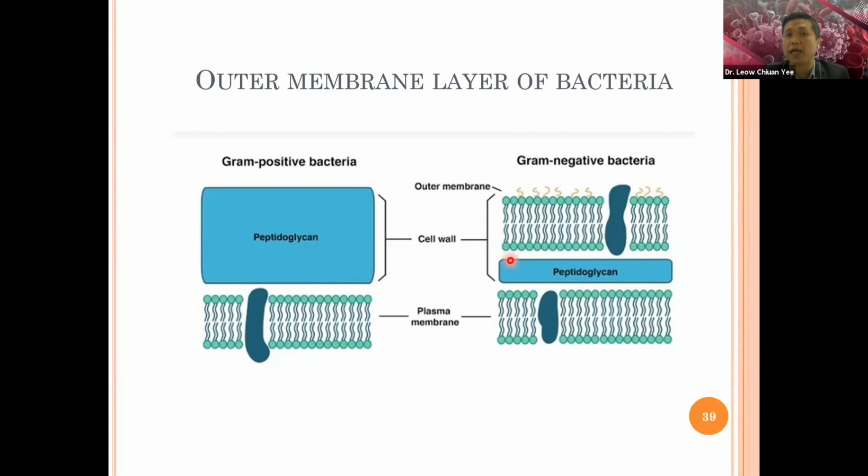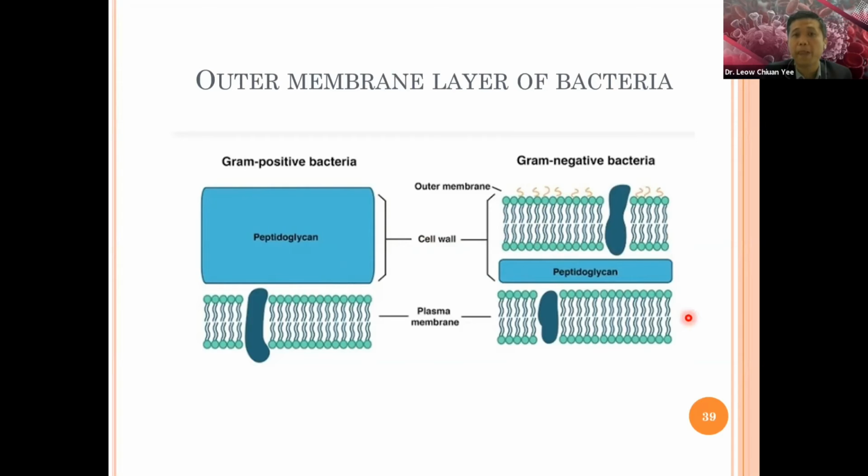However, this one has peptidoglycan as well, but it's still covered by a layer we call the outer membrane. So this is the difference between them. Usually in terms of strength, gram-positive bacteria are sometimes very hard to kill because their peptidoglycan is much thicker compared to gram-negative bacteria.